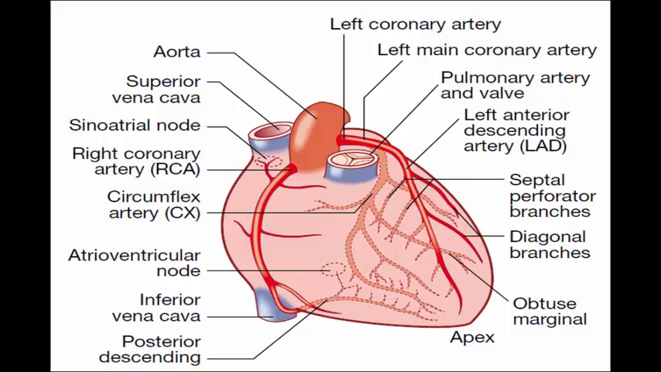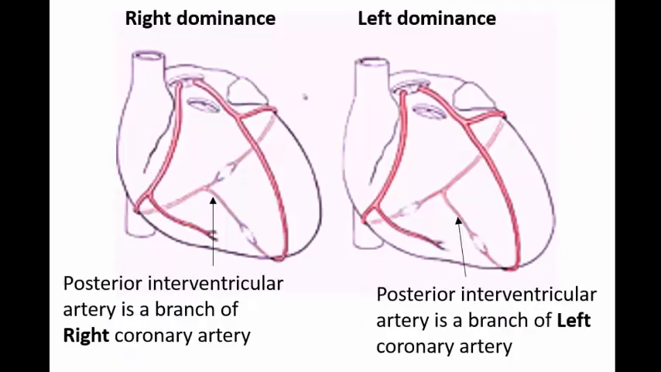The posterior descending artery runs in the posterior interventricular groove and supplies the inferior part of the interventricular septum. This vessel is a branch of the right coronary artery in approximately 90% of people, called dominant right system. In the remaining 10% it is supplied by the circumflex artery and is called left dominant system.